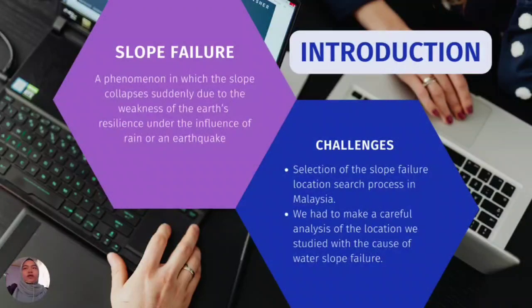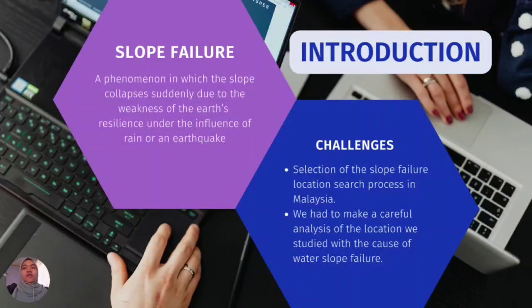The main topic in this case study is slope failure. The definition of slope failure is a phenomenon in which the slope collapses suddenly due to the weakness of the earth's resilience under the influence of rain or an earthquake.